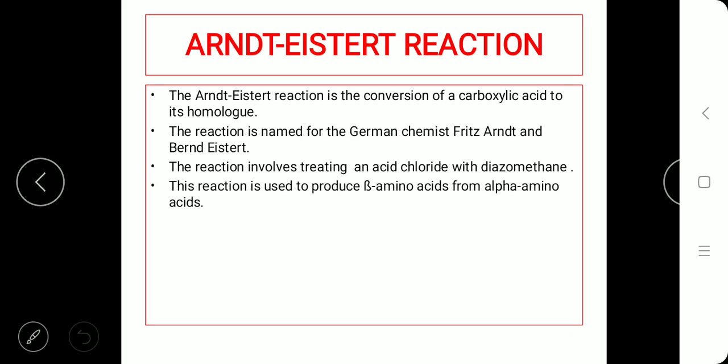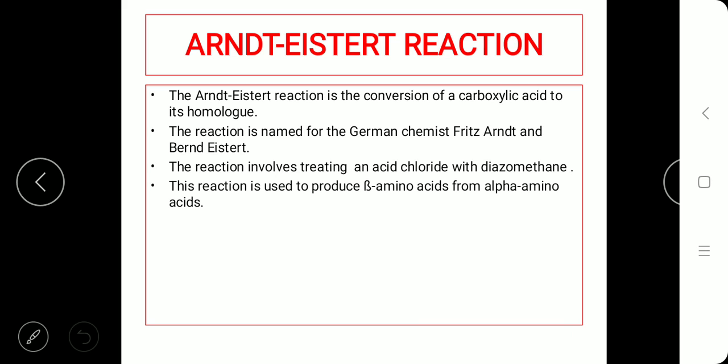So these are homologous reactions wherein there's going to be a ring expansion if you're taking a cyclic substrate, or else there's going to be an addition of a methylene group, that is a CH2 group, to the product. So this is called the homologue. Means if there's a propane as a substrate, then you're going to get a butane in the product. So there's going to be one carbon addition in the product. So that is called the homologue.